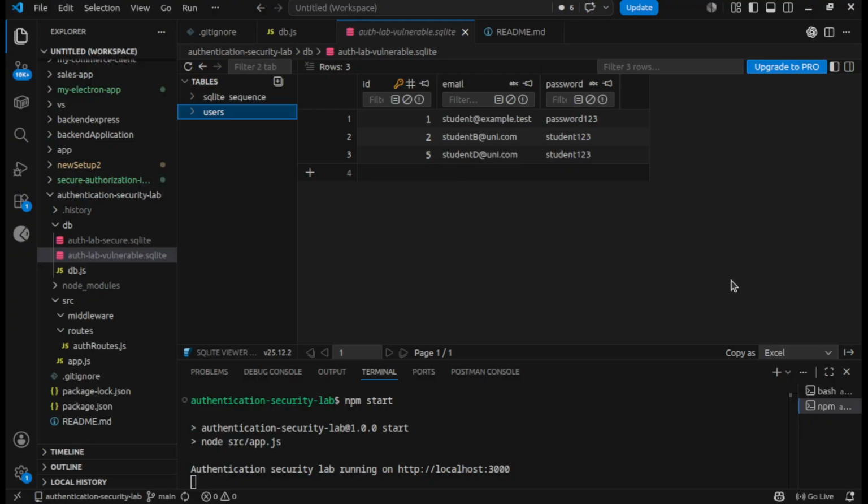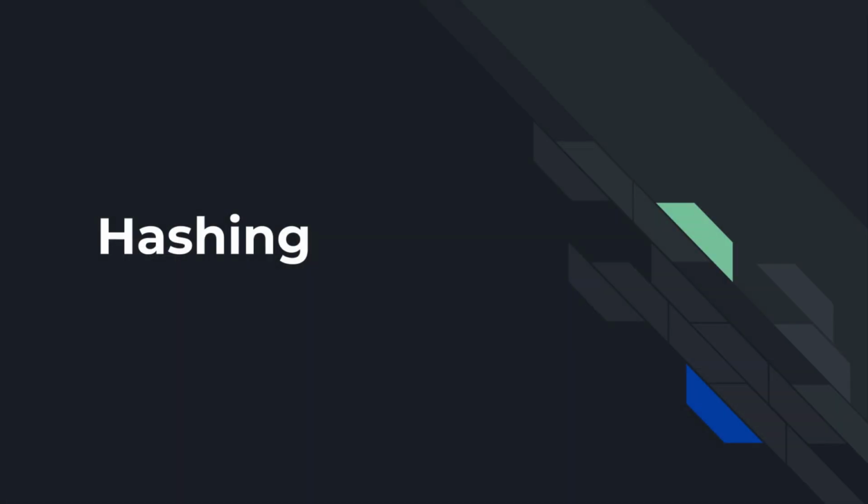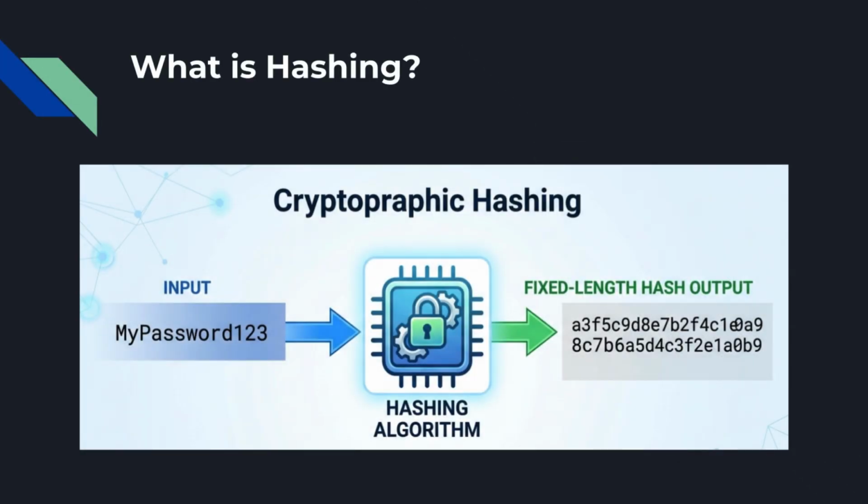It helps us understand why storing passwords in plain text is dangerous and what could happen if an attacker gains access to the database. Now let's understand how we can solve this problem. Instead of storing passwords directly in the database, we can use a technique called hashing. So what is hashing? Hashing is the process of taking an input such as a password and passing it through a mathematical algorithm to produce a fixed-length output known as a hash.